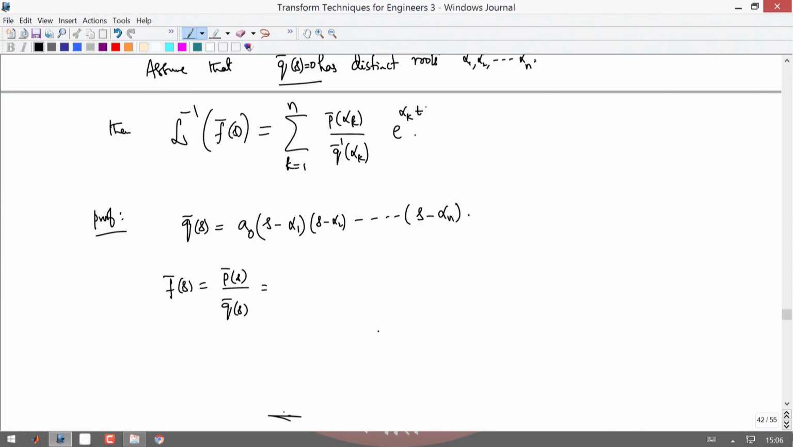Because the degree of p bar of s is smaller than q bar of s, and q bar of s has all simple roots, that is, distinct roots, you can write this using partial fractions. I can write the sum over k from 1 to n of a k divided by s minus alpha k, where a k is a constant.